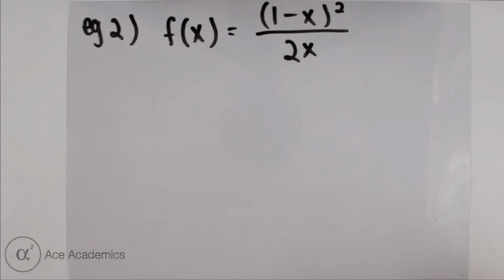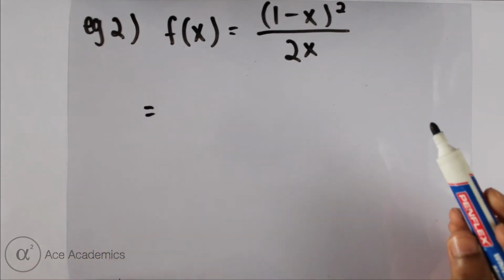Right, let's do the second example. We have f of x is equals to (1 minus x) all squared divided by 2x. Here we see we have a long division line and we have brackets. So we have to sort those out before we actually do the differentiation.